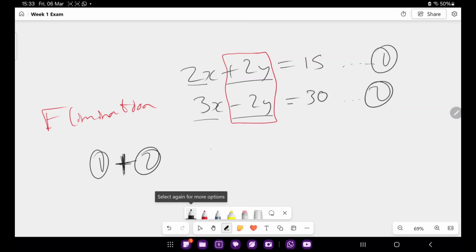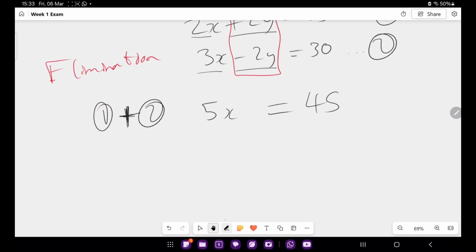So now it becomes 2x plus 3x, what do we get? 5x. 2y plus minus 2y, we get 0. 15 plus 30, we get 45. Then we divide both sides by 5 so that we can be left with x. We get 9. So x is equal to 9.